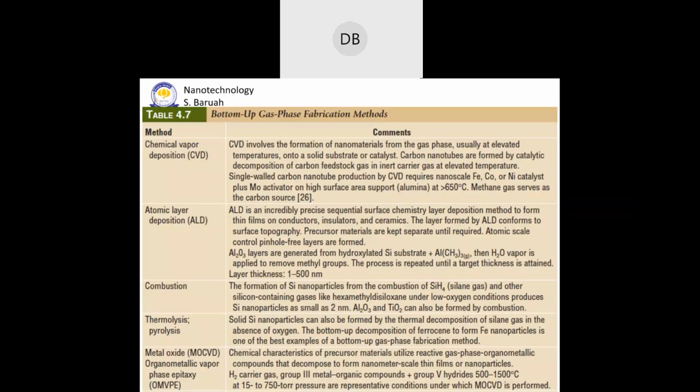What happens automatically due to the exposure to oxygen is that the iron at the surface gradually starts oxidation. Something very similar happens here: the surface starts reacting with the existing gases and they form some thin films. The chemical characteristics of the precursor material utilize reactive gas phase organometallic compounds that decompose to form nanometer scale thin films or nanoparticles. This is a very typical process, and this much information is enough for you at the moment.